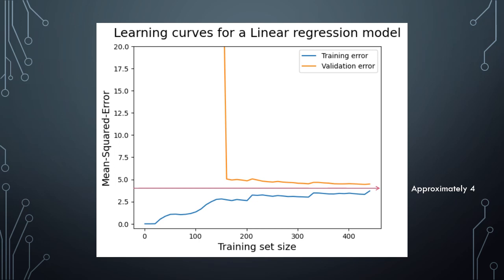Then let's look at the performance metrics for a linear regression model. The learning curve shows a tendency that both training and validation error converge to mean square error of 4. Considering the shape of the graph, we can say that the model suffers from neither underfitting nor overfitting.